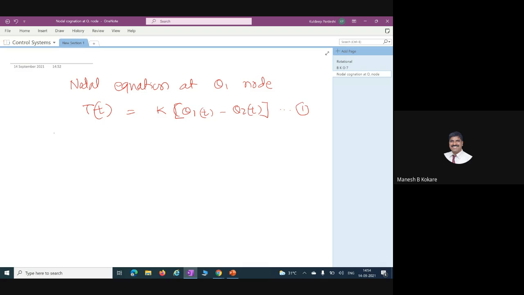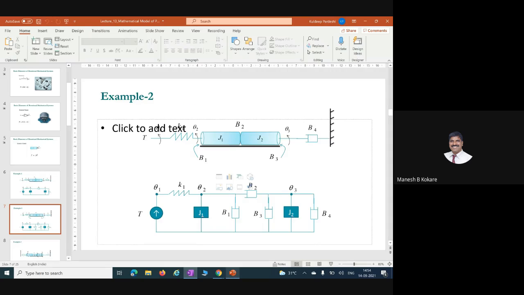Similarly, nodal equation at theta 2 node. Okay, so what is the theta 2 node? The incoming torque at theta 2 is K1 into (theta 1 minus theta 2), right? Outgoing is because of J1, then because of B1, then because of B2, and because of B3, and so on, right?